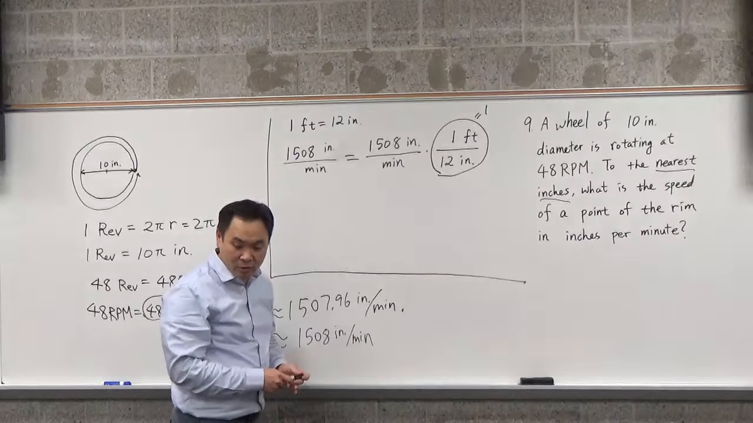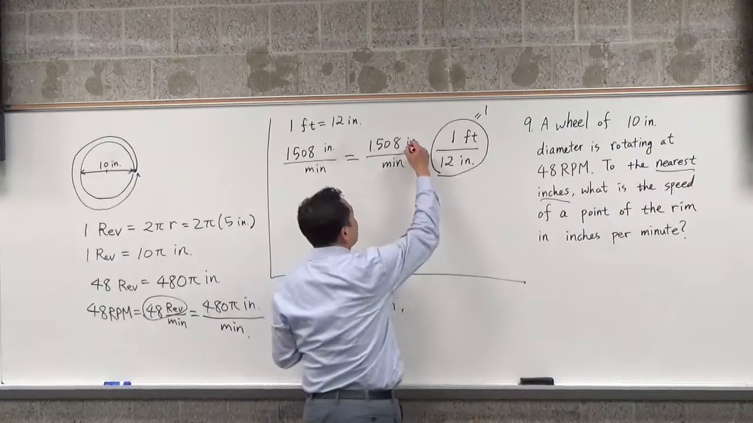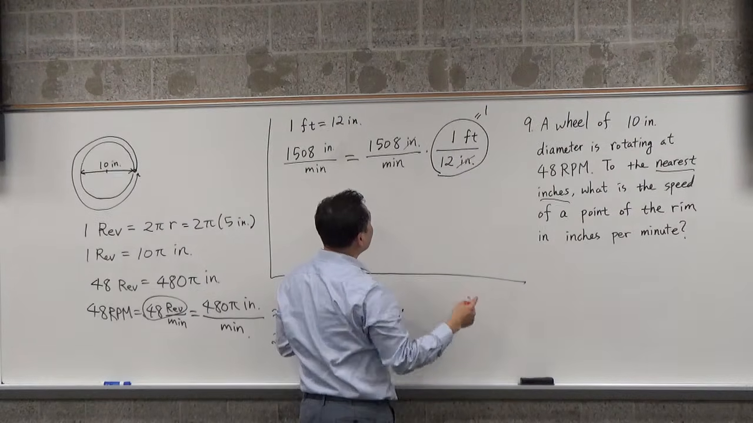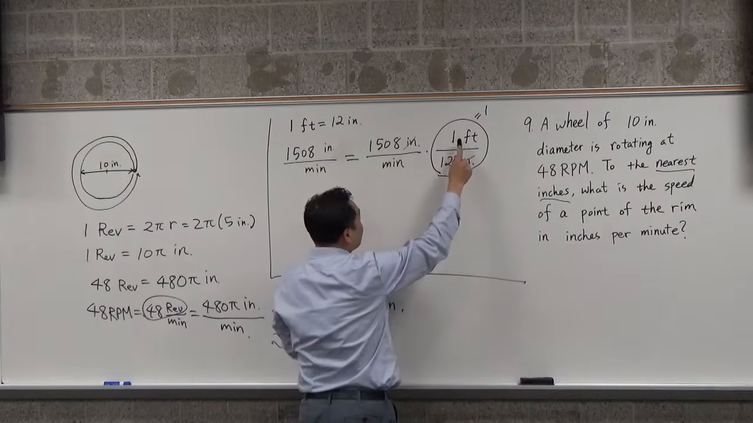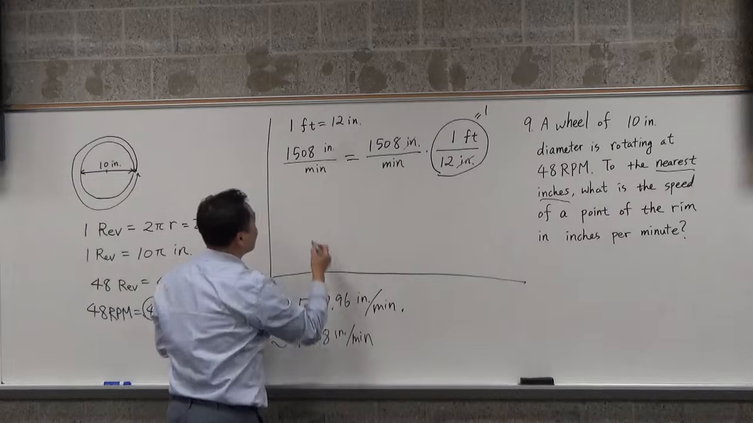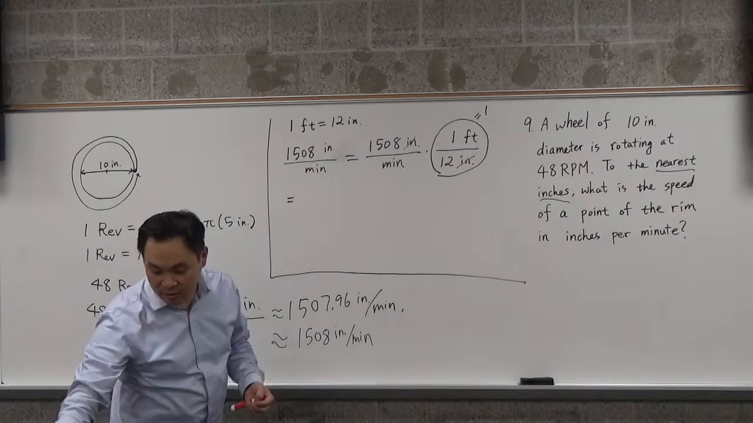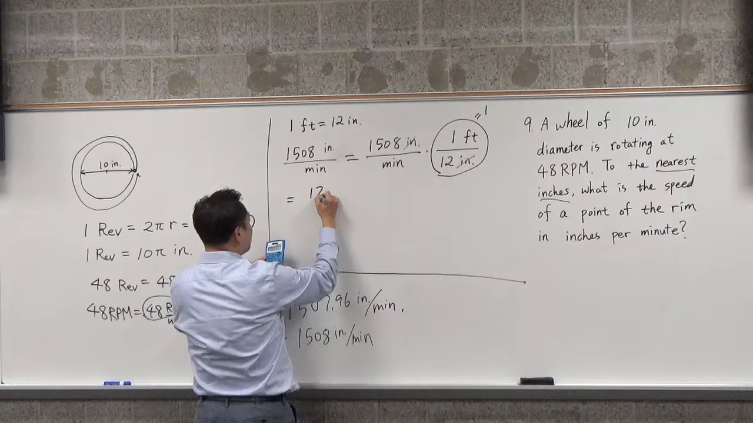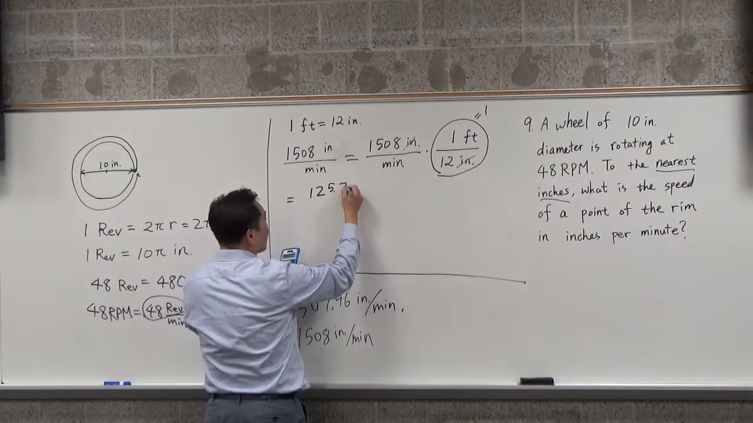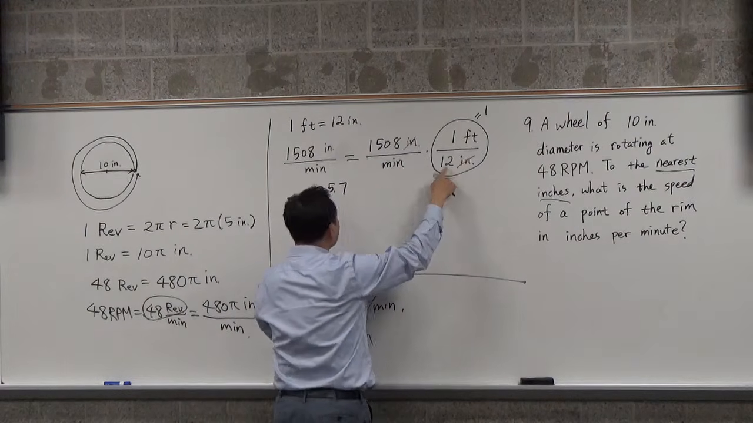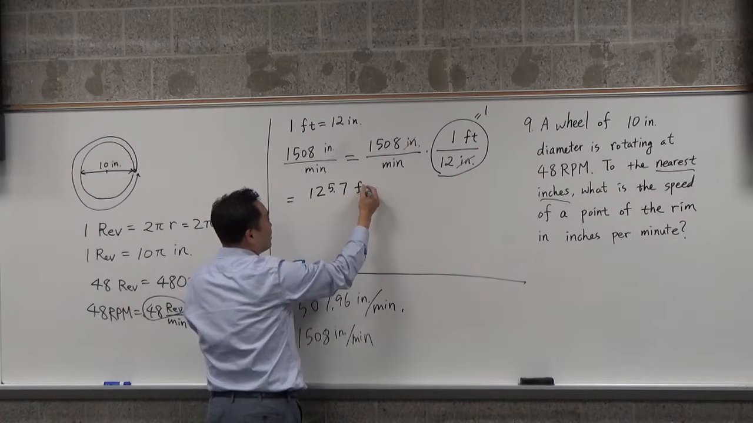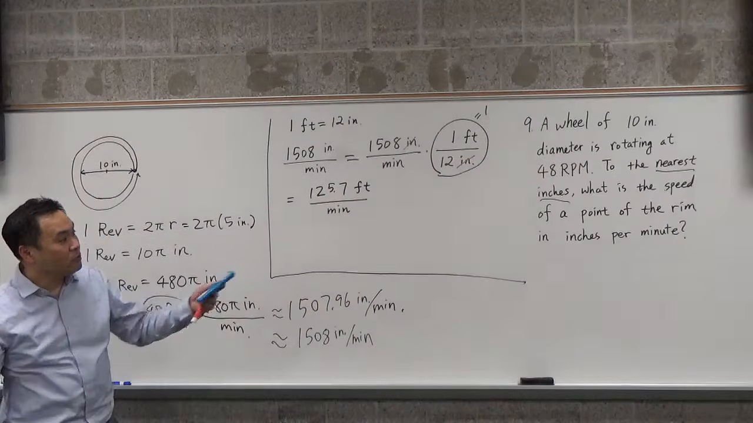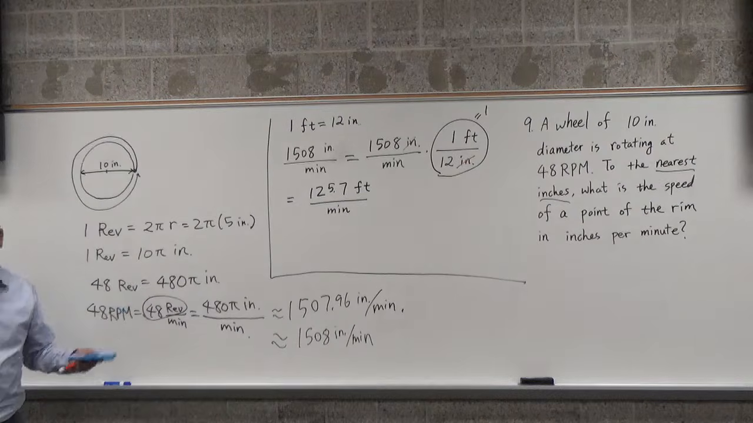But then, I see inches here, and I see inches here. These two inches, I can treat them as canceling. And what that does is, I have feet on top and minutes on the bottom. So that's going to be 1508 divided by 12. That's going to be 125.7. So if you do this divided by this, you get 125.7 feet per minute. Okay? So if the question was, find the answer in feet per minute, this is what you have to do.